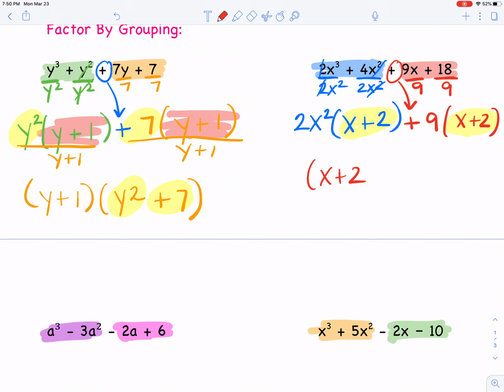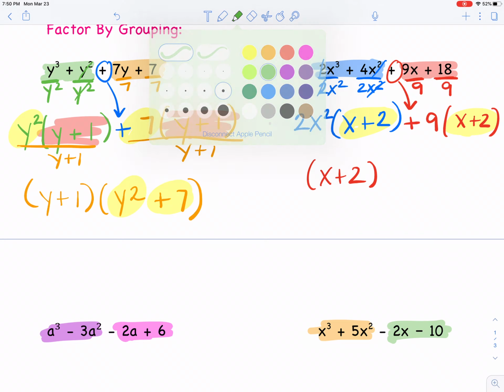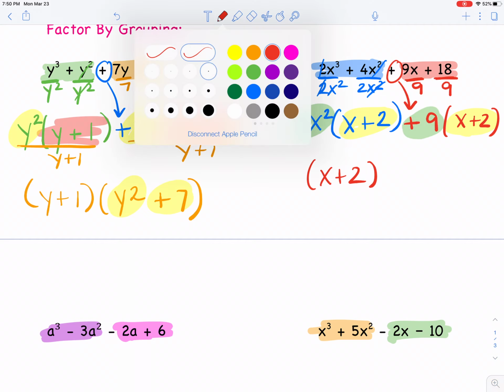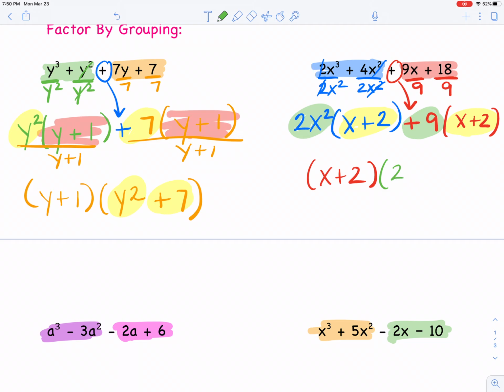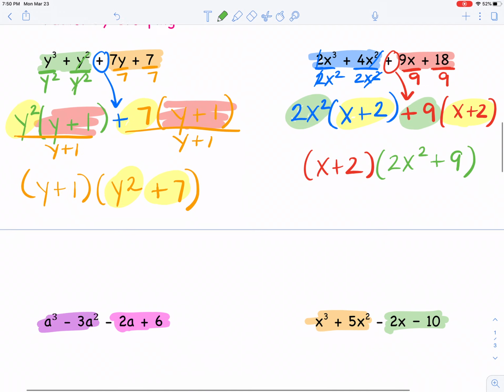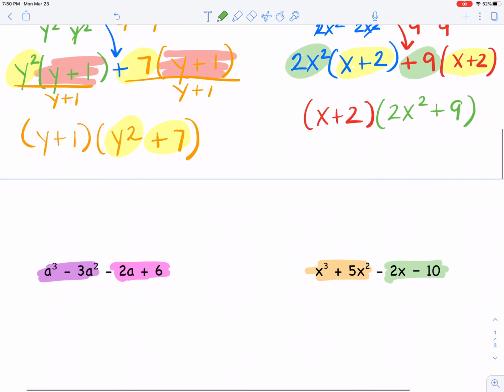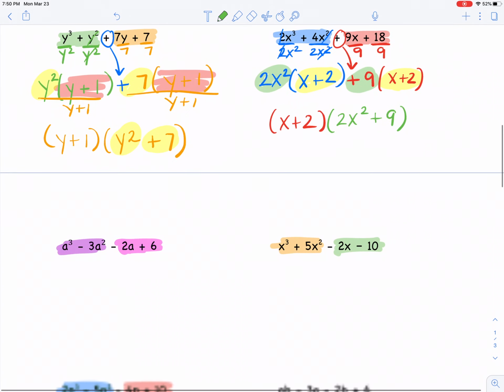X plus 2 I like to write first. And then when I look in front of the parentheses, 2x squared and positive 9, those are going to be the terms in the second factor, 2x squared plus 9. So those are my factors, x plus 2 times 2x squared plus 9. Try the next two.